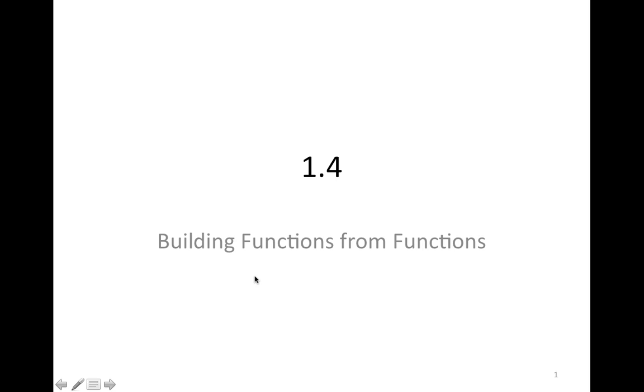In this video, we're going to look at what happens when we are dealing with application problems, but we want to somehow combine functions. What's the process we would go through?